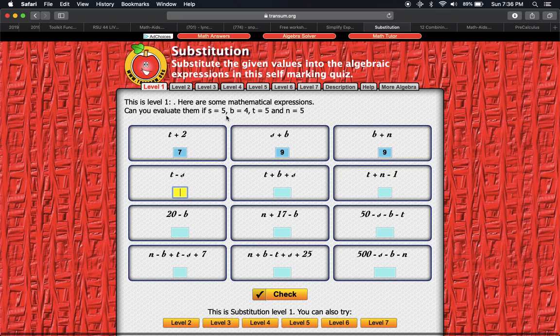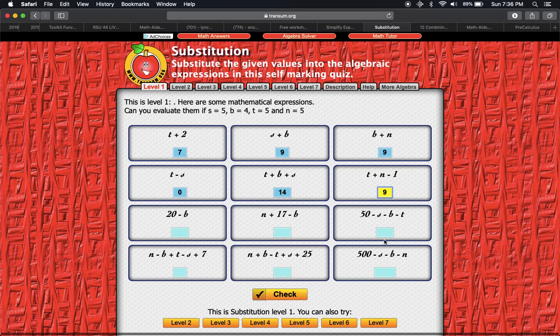T minus s, that is 5 minus 5 is 0. T plus b plus s. T is 5, plus b is 9, plus s is 14. T plus n minus l is 5. 5 plus 5 is 10. I'm sorry, that's not an L, that is a 1. So the answer here is 9.